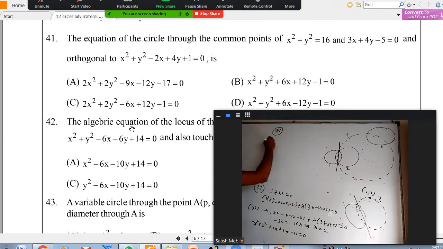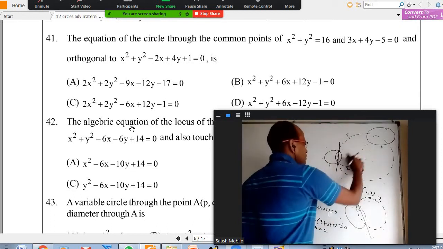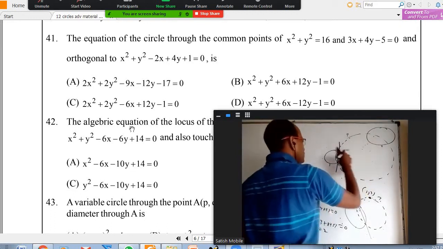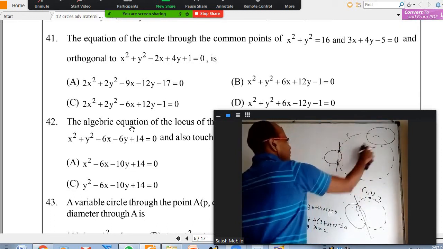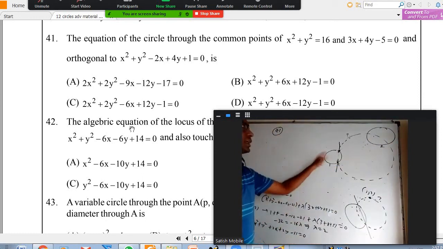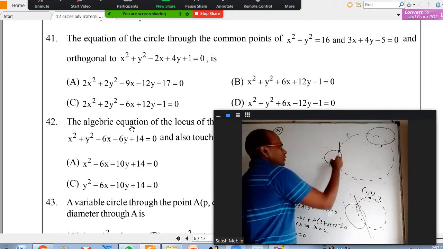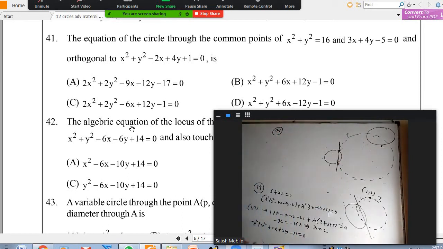So 41. Oh, already the line is there. The second circle is not there, so line only, directly. Okay. So a circle and a line are intersecting at 2 points, then I can directly take S plus lambda L. And for what lambda it will intersect the other circle orthogonally.